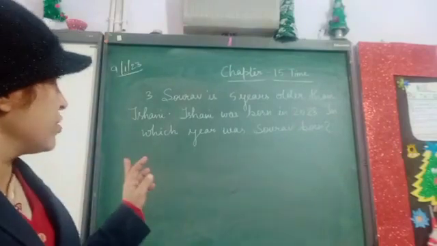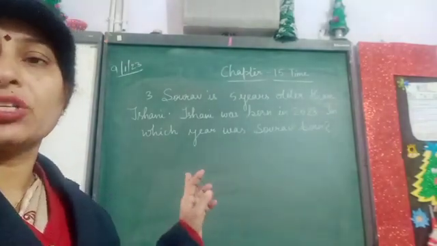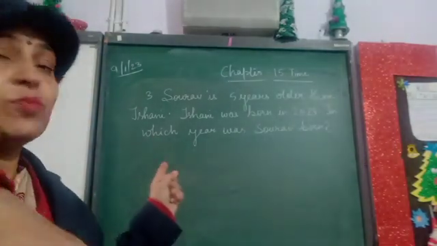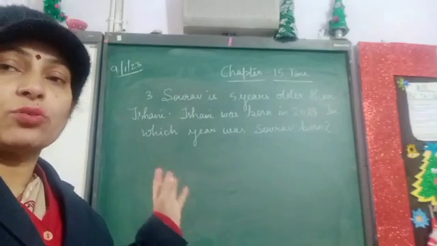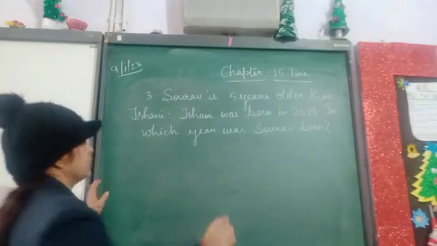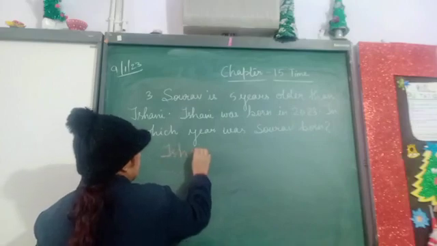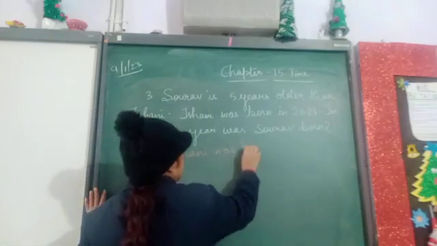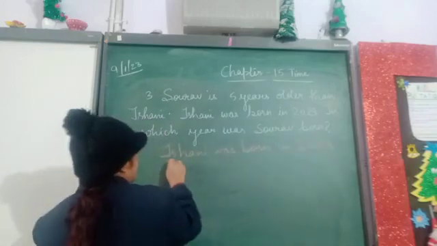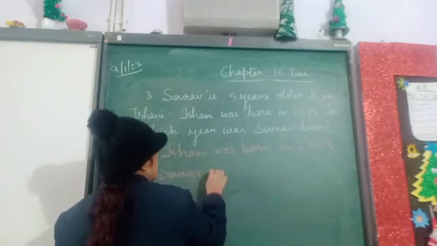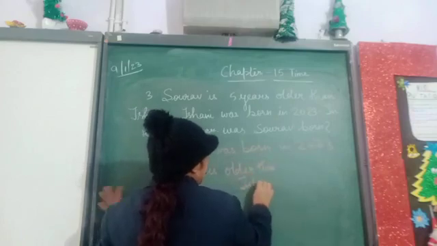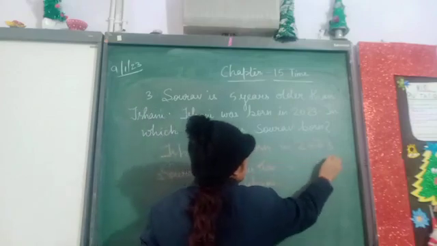Now see the next question, children. Saurabh is 5 years older than Ishani. So he is elder. Who? Saurabh. Ishani was born in 2023. In which year was Saurabh born? So how are you going to find out? Ishani was born in 2023 and Saurabh is older than Ishani by 5 years.